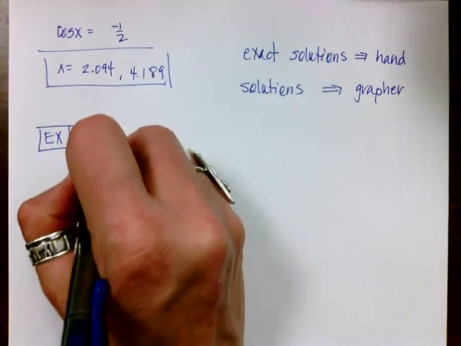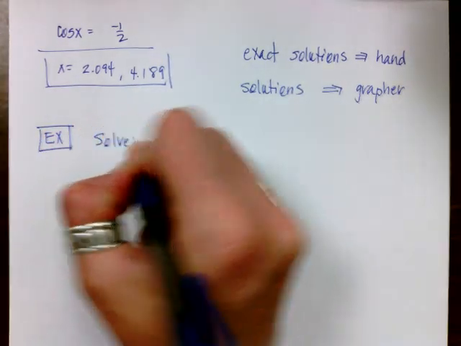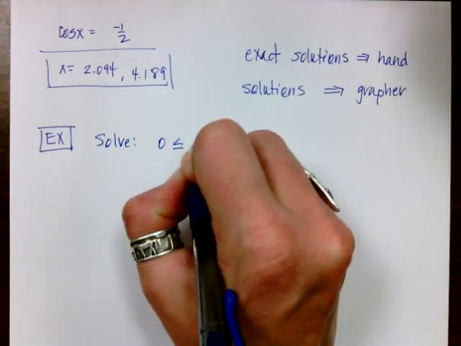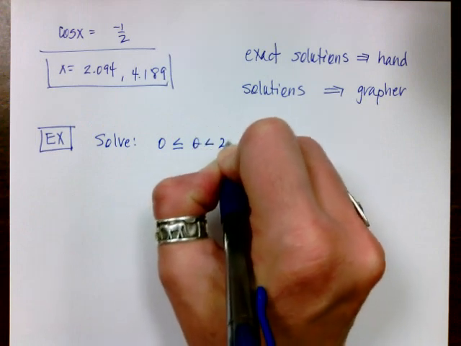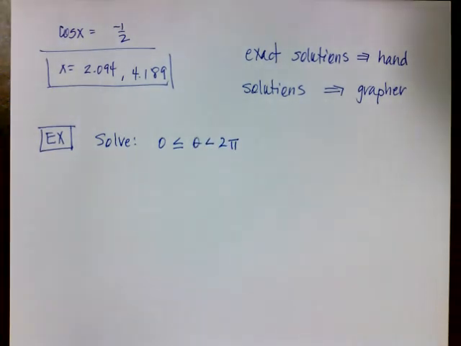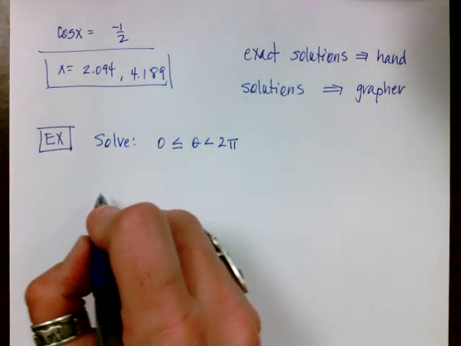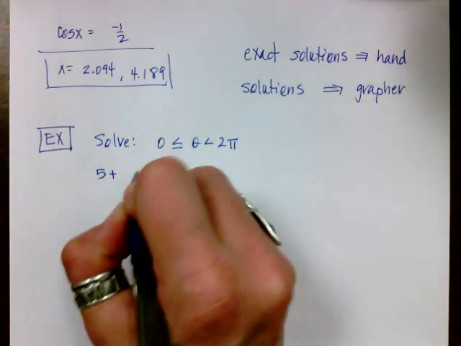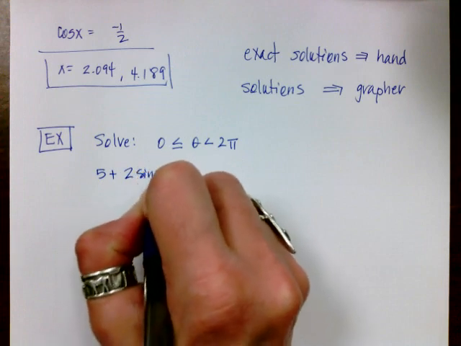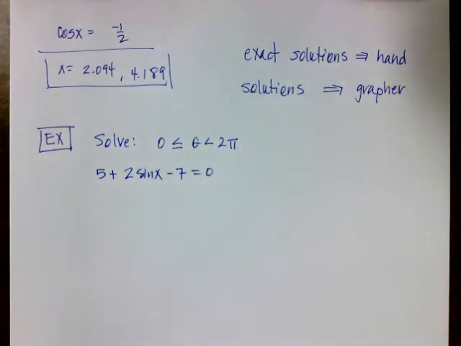Okay? This one again says to solve, and I want to solve in the interval from 0 is less than or equal to x less than 2 pi, so 1 complete rotation of your unit circle. Okay? And I'm going to solve 5 plus 2 sine x minus 7 is 0, and I lied. I have one more example after this one.